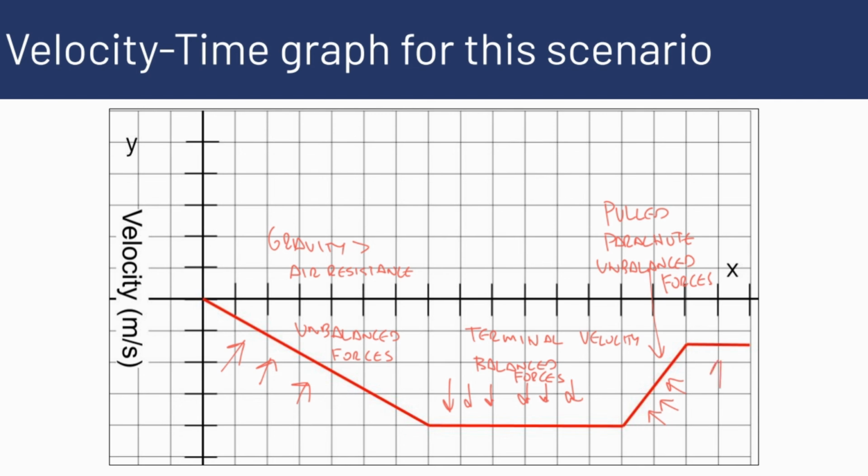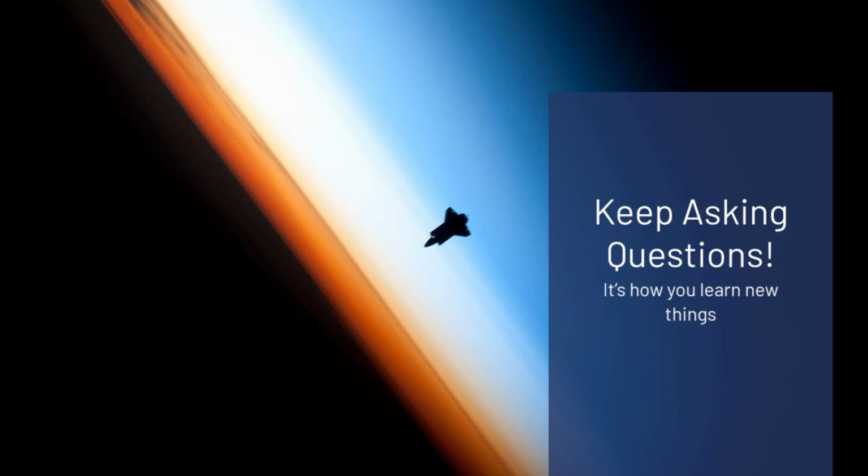And then this last little section of the graph is where the parachuter is falling down under the parachute at a constant velocity. So this is balanced forces, and a constant velocity.